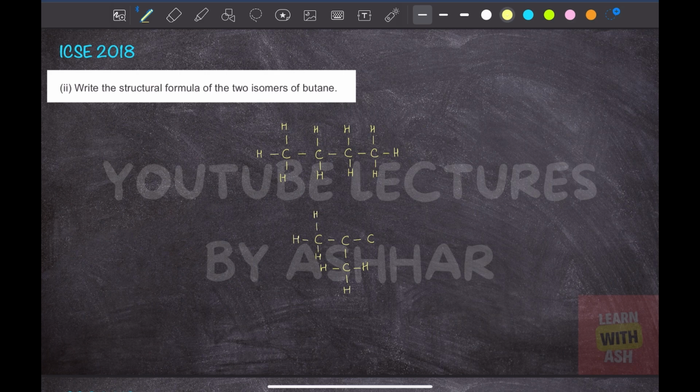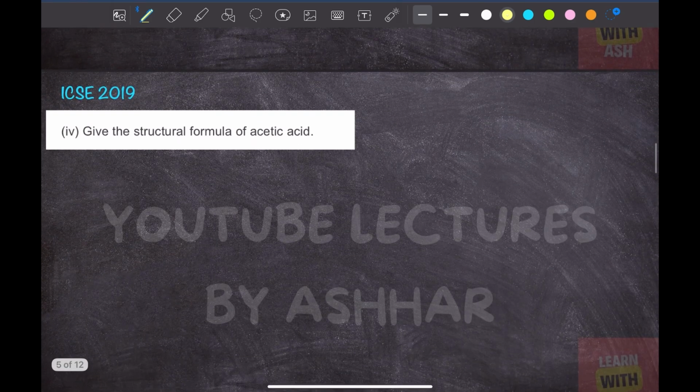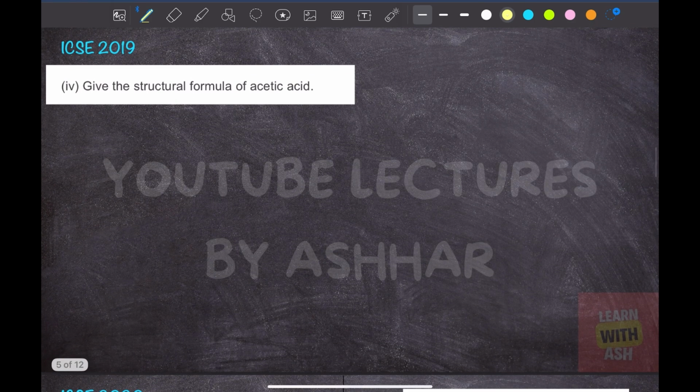So this is the second isomer for butane. Then moving on with the ICSE 2019 question, in this particular question they have told us to give the structural formula of acetic acid. Now the main thing over here is that we need to know the IUPAC name for acetic acid, since it is a common name. The important thing is that the IUPAC name of acetic acid is ethanoic acid.